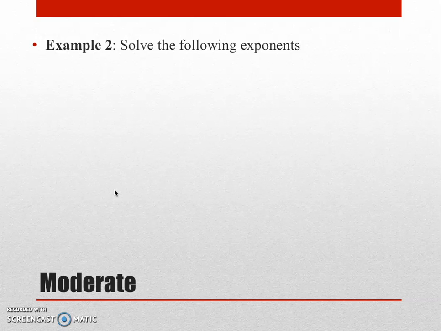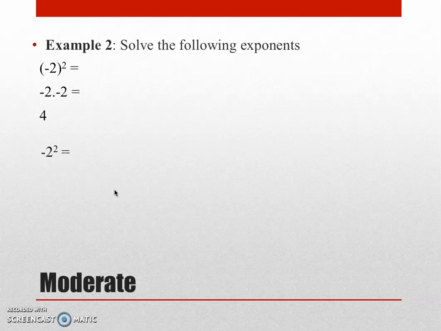Now let's look at some more difficult examples. Here we have negative 2 to the power of 2. And if you pay attention, the negative 2 is in parentheses. So this means we want to multiply negative 2 by itself 2 times. And that's negative 2 times negative 2. It gives us positive 4.